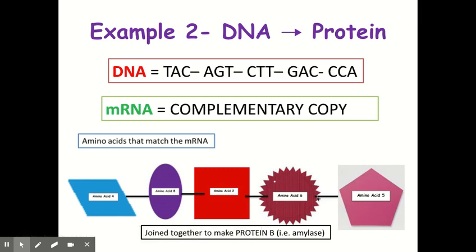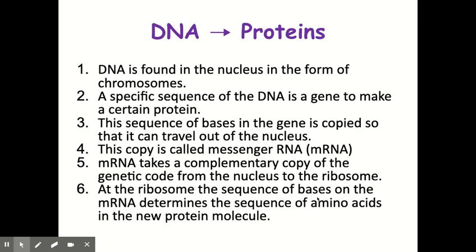So let's go through the stages of making proteins from DNA again, because I know this is quite difficult. Number one, DNA is found in the nucleus in the form of chromosomes. Number two, a specific sequence of the DNA is a gene to make a certain protein. This sequence of bases in the gene is copied so that it can travel out of the nucleus, and this copy is called mRNA, or messenger RNA. mRNA takes a complementary copy of the genetic code from the nucleus to the ribosome, and then at the ribosome, the sequence of bases on the mRNA determines the sequence of amino acids in the new protein molecule.